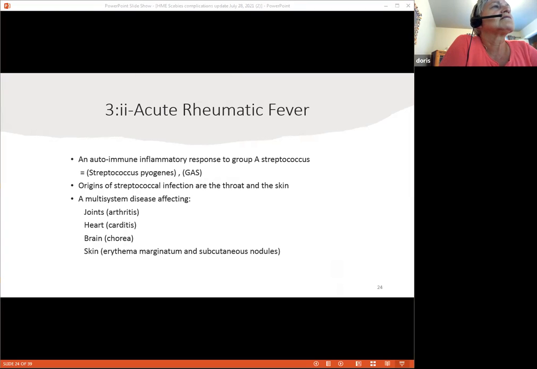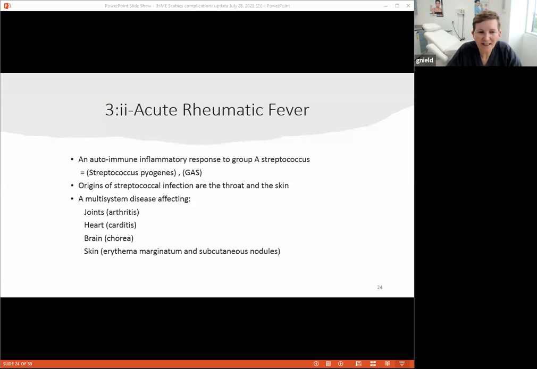So it's a multi-system disease affecting the joints, the heart, the brain, and the skin.